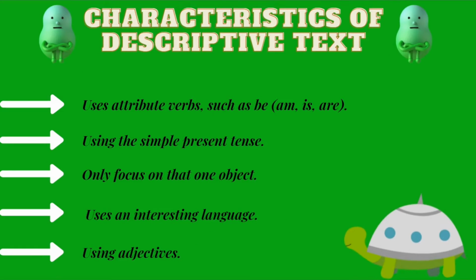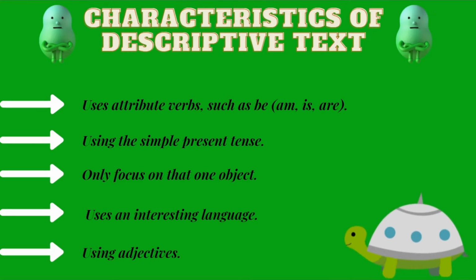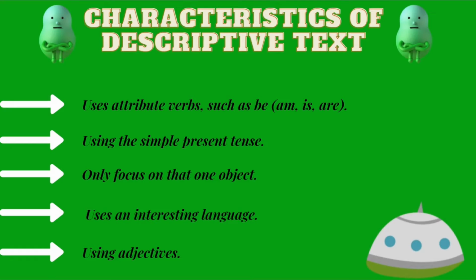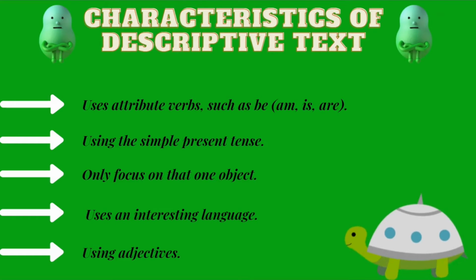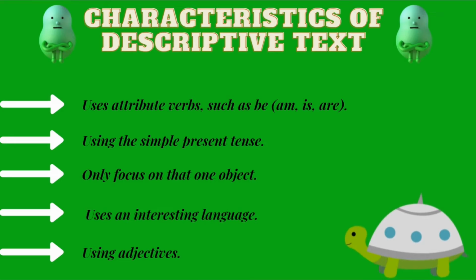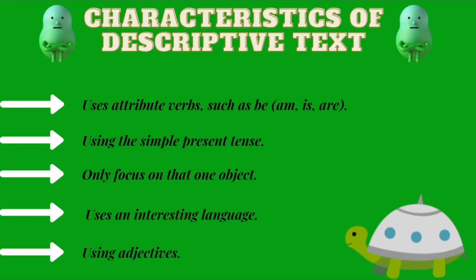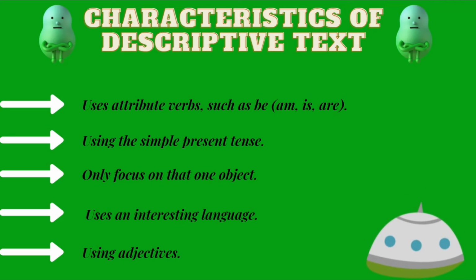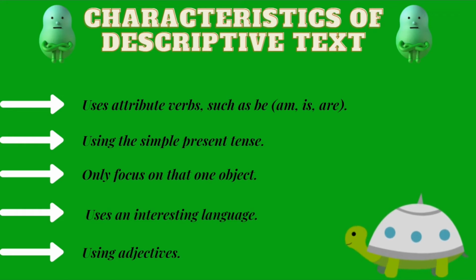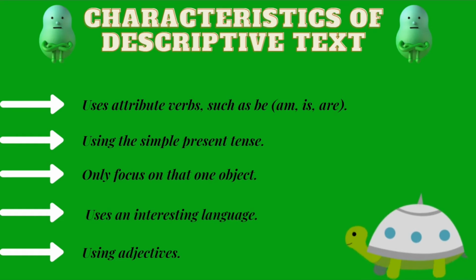And the characteristics of descriptive text. Before getting into the example, I will explain how we can outline this type of text. Broadly speaking, descriptive text usually uses 5 language features. Number 1, it uses attribute verbs such as be, is, are. Number 2, it uses the simple present tense. Number 3, it only focuses on one object. Number 4, it uses adjectives. And the last, it uses interesting language.